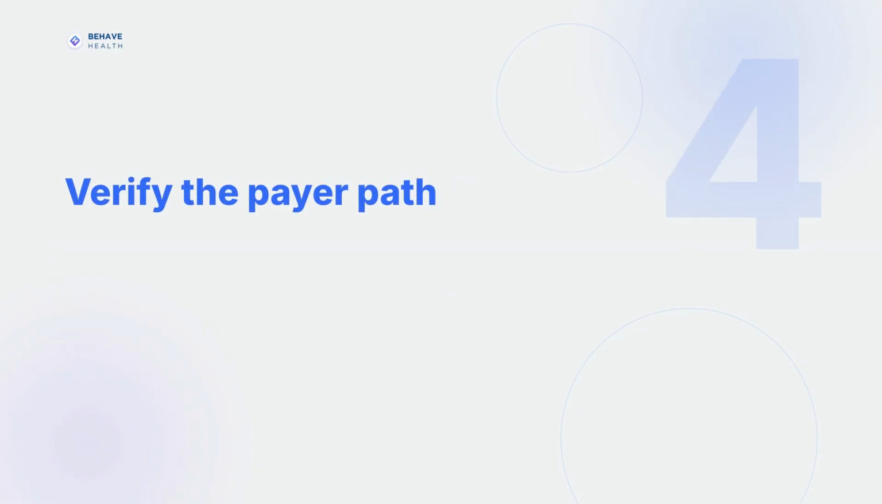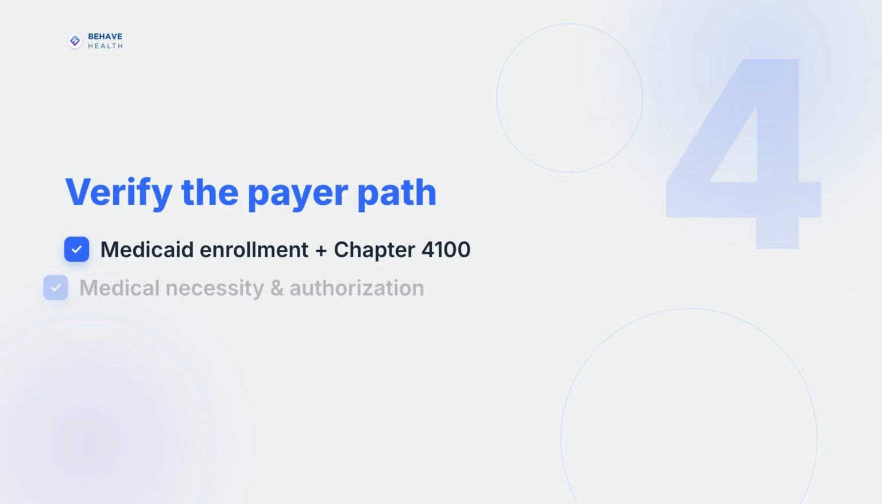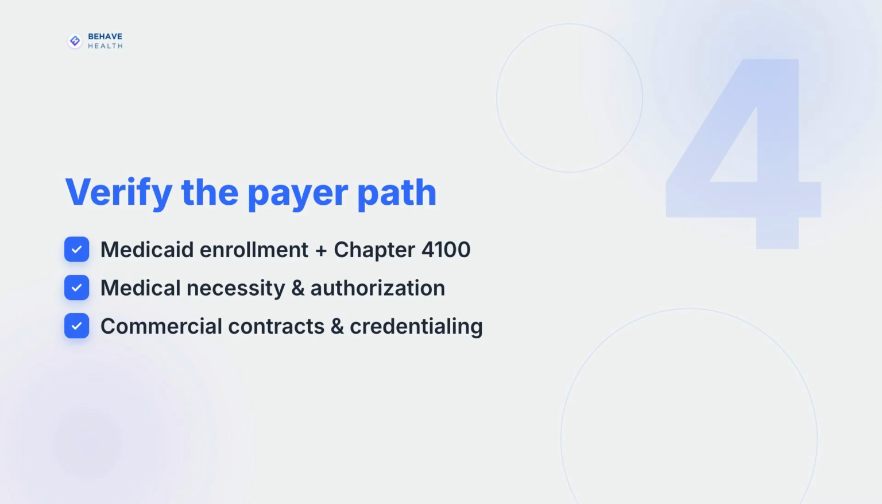Step 4. Payer and billing readiness before you rely on the revenue model. Review Nevada Medicaid, Provider Enrollment, and MSM Chapter 4100 for substance use disorder treatment services and coverage. Verify medical necessity criteria, authorization review, and documentation expectations. Commercial contracts, credentialing, and denial management can determine whether the expansion is financially workable.